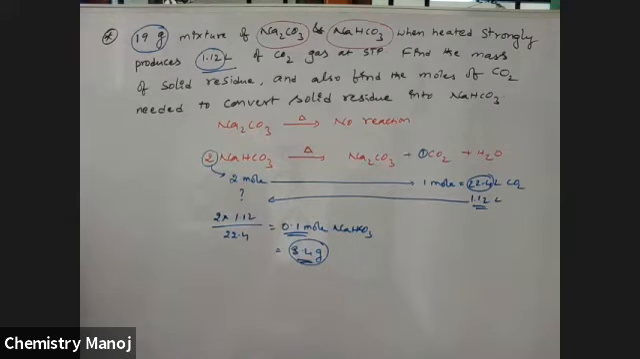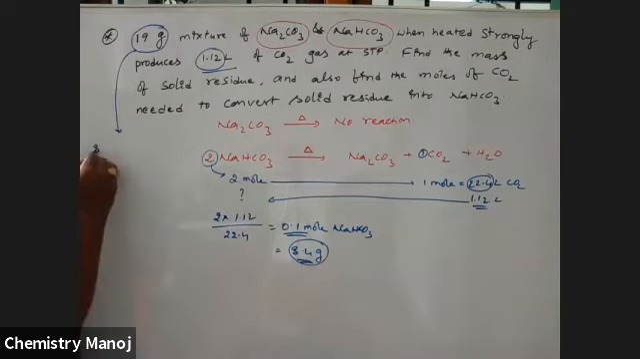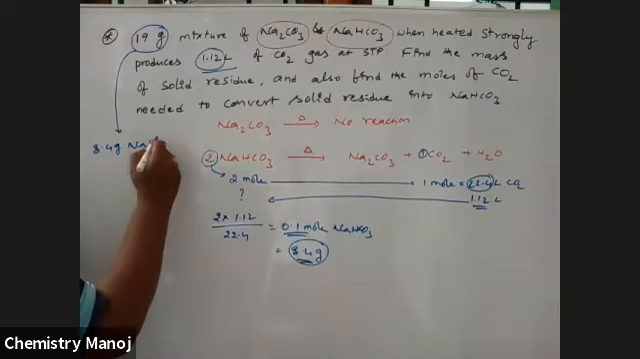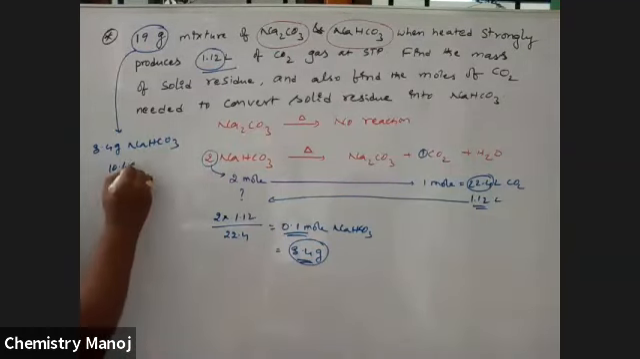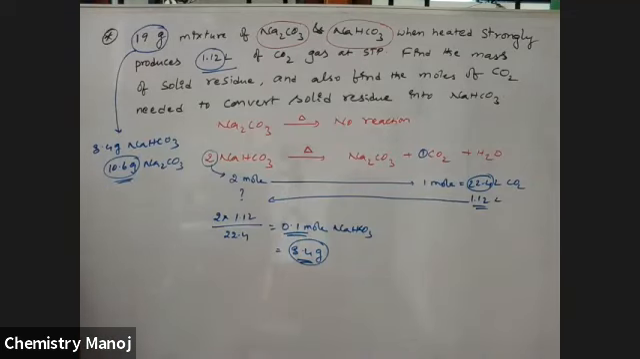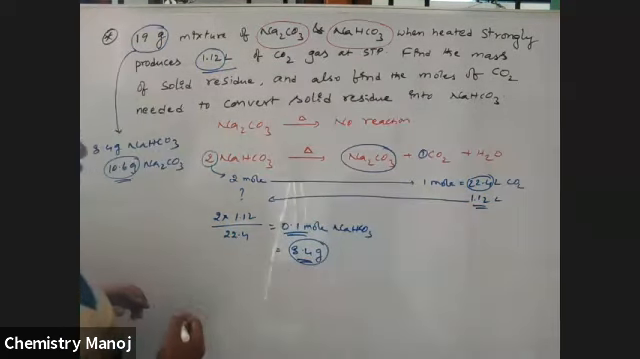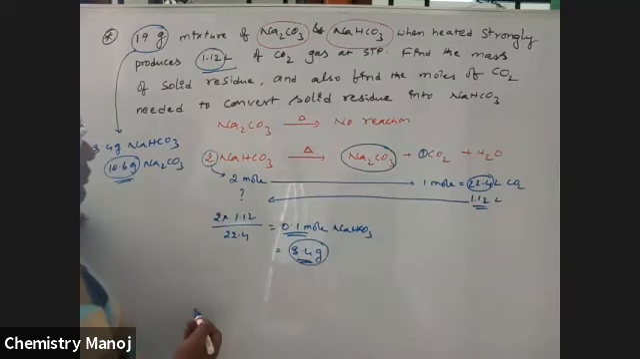So in this 19 grams, 8.4 grams is NaHCO3 and the remaining, 10.6 grams, is Na2CO3. This 10.6 grams Na2CO3 is not involved in the reaction. Next, Na2CO3 is also formed in the reaction. That means 2 moles gives 1 mole.